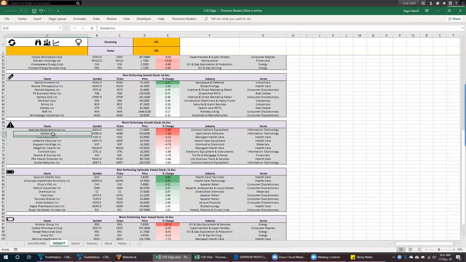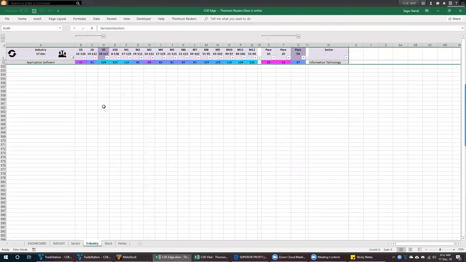We can go to our insight, Adobe, click on the binocular to check the industry strength or weakness. Application software industry is weakening. The weakness is shown from the magenta color over 1 day's score and also from the pace, 1 day and 2 days columns, that is showing the deceleration. So it allows us to short.